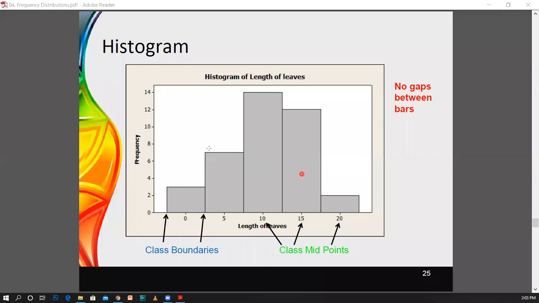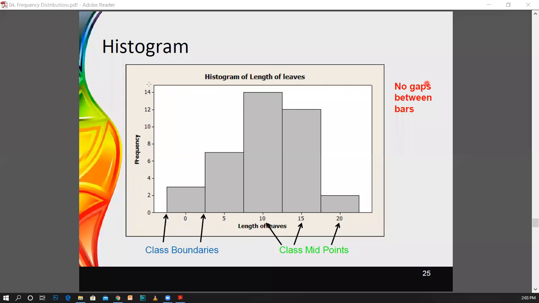Okay, now this is the histogram that I have made for the set of data that we considered in the last example. Before obtaining this, I will discuss some important points about the histogram. This is quite like a bar diagram. As soon as you see it, it looks like a bar diagram, but actually it is different from a bar diagram, because there are no gaps between the bars.